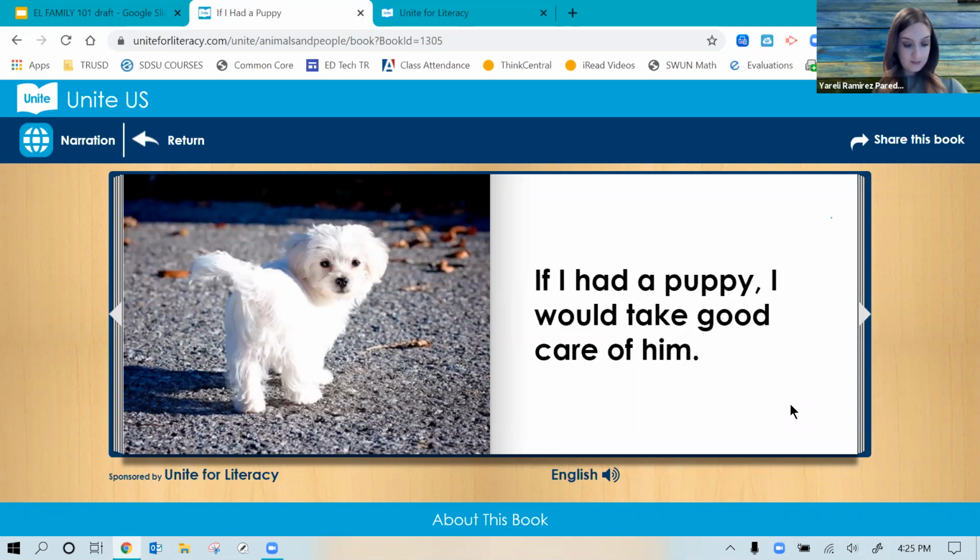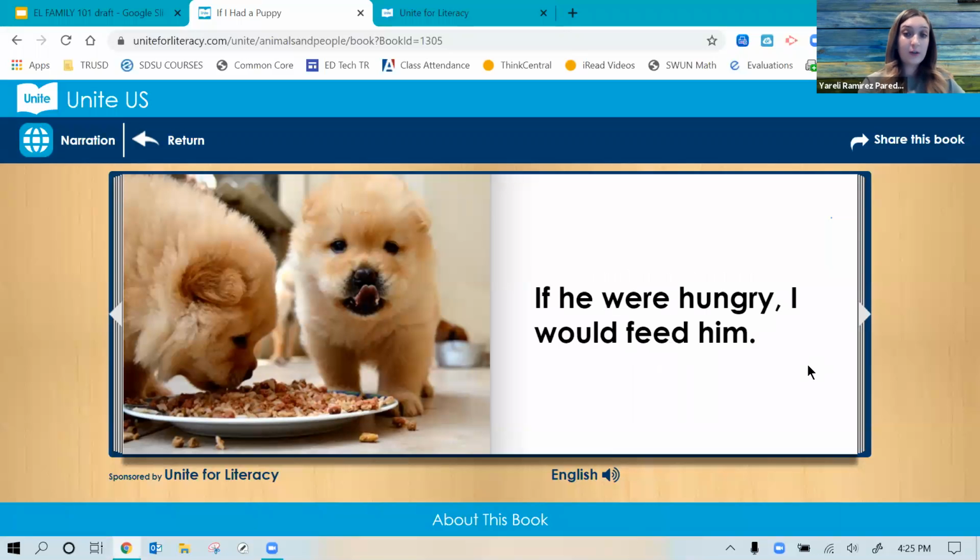If I had a puppy, I would take good care of him. Oh, look, there is a puppy. If he were hungry, I would feed him. What do you notice the puppies are eating? Tell me more. Do you see they are eating from a bowl too?